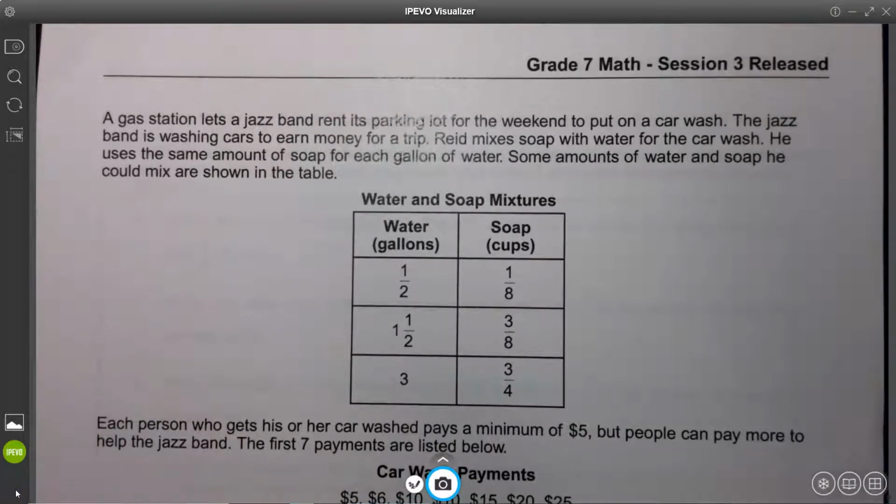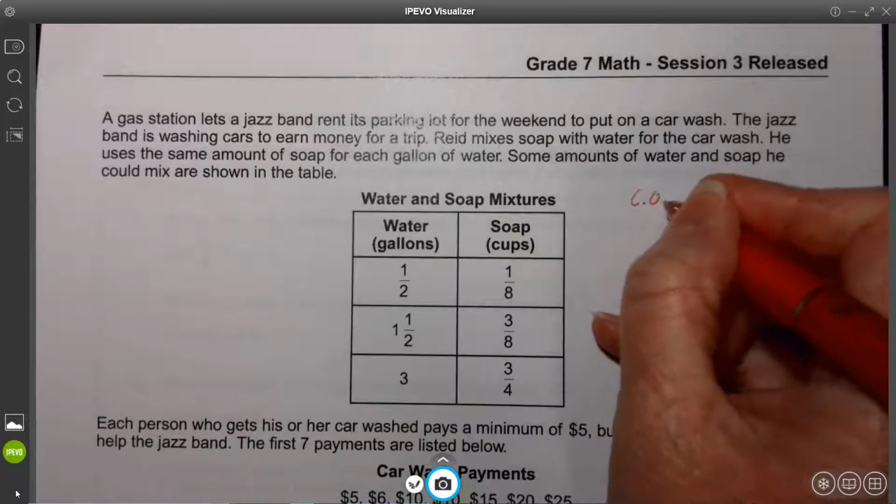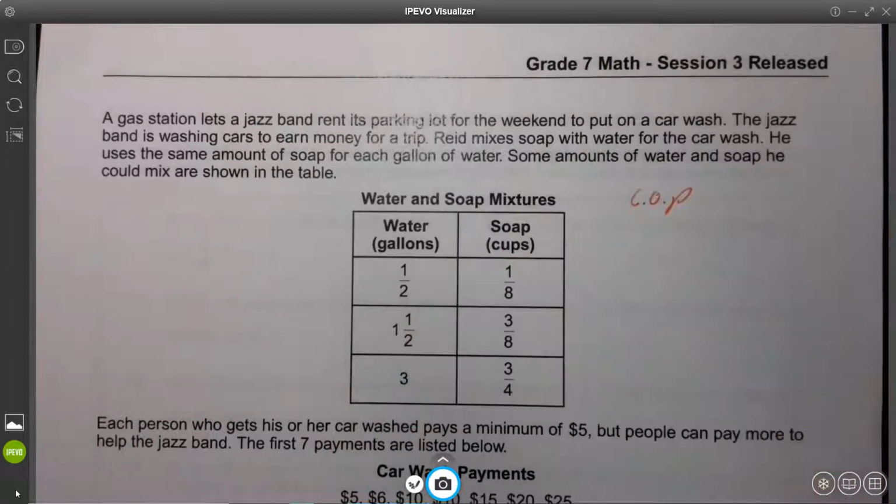So now that you've read it, you can see there's some different things we should mark on it. There's some obvious things you're going to start with. Whenever you're given a table, what do you think we're probably going to do with that? Yeah, constant of proportionality. So we know we're going to be finding that. The car wash payments we're going to be using later on, not right now. But they just gave us all the information at once.